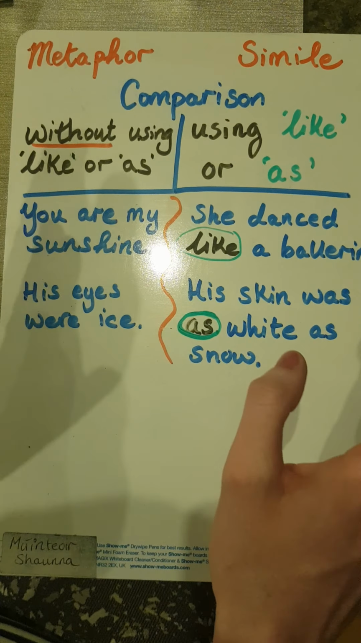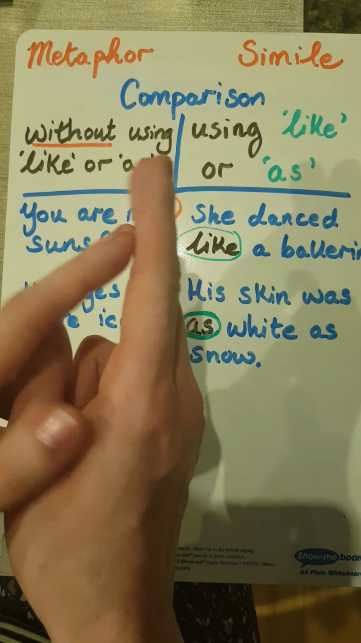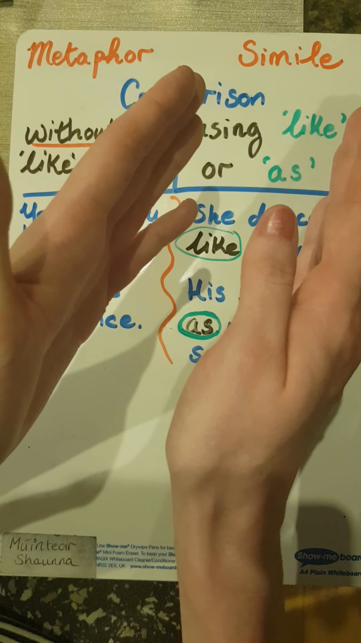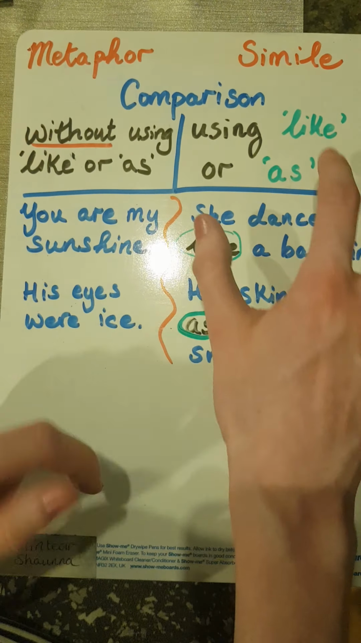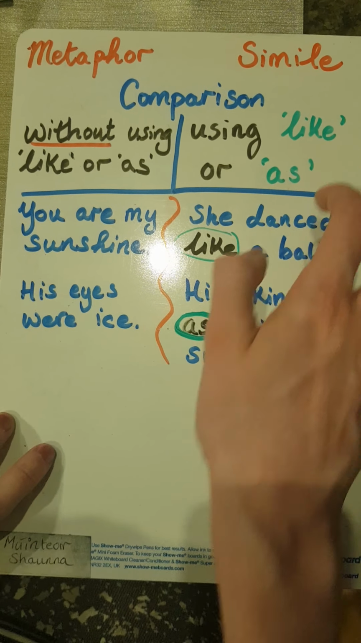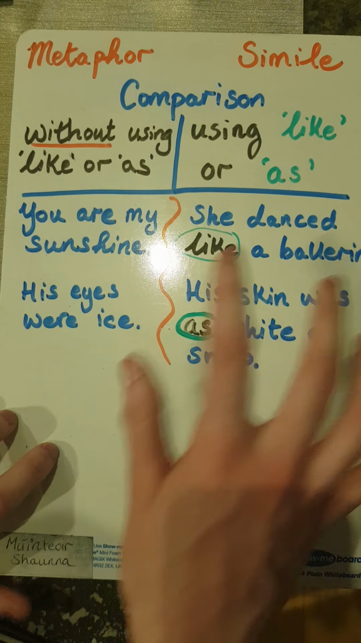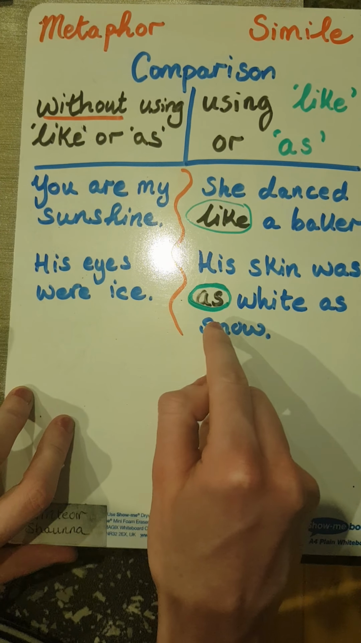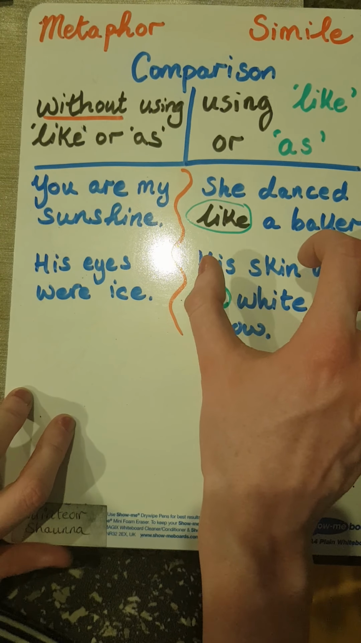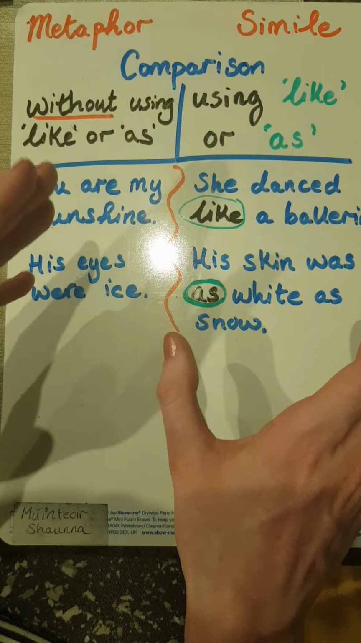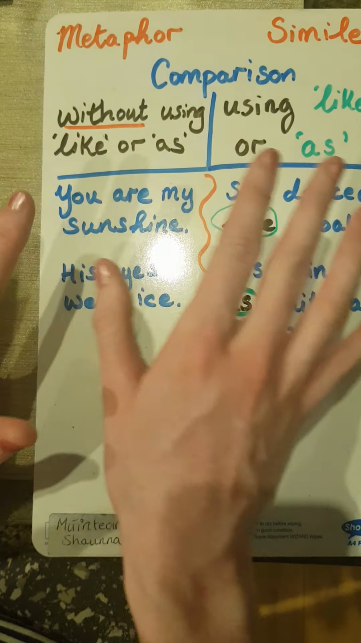So to recap that very quickly, there are two types of comparison that we're looking at. There is a simile and a metaphor. A simile is when you compare two things using the words like or as. For example, she danced like a ballerina. She is being compared to a ballerina. His skin was as white as snow, comparing the colour of the skin to snow. And the metaphor is where you compare without using like or as.